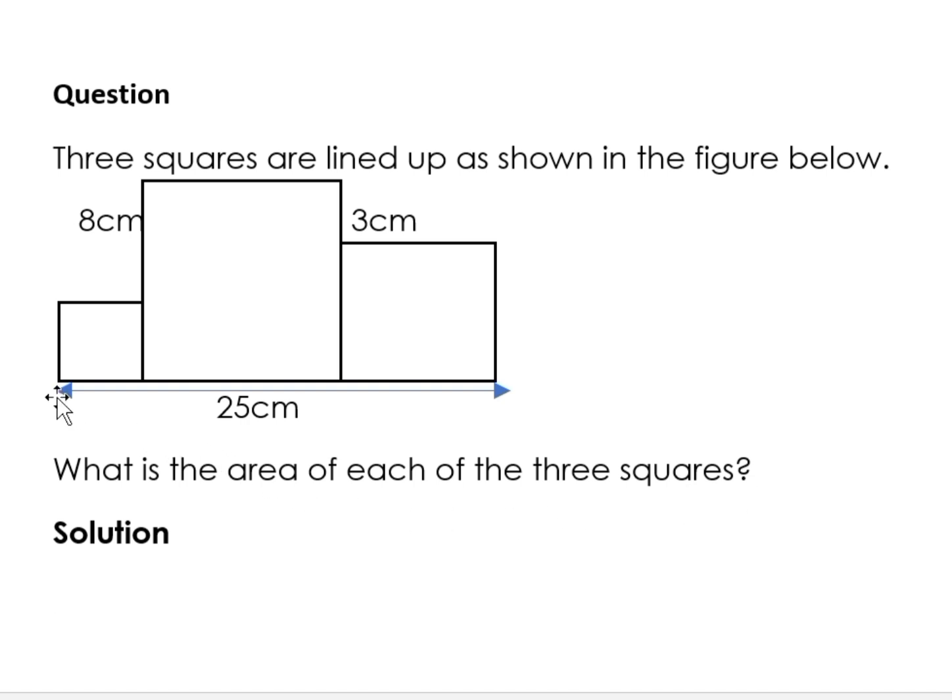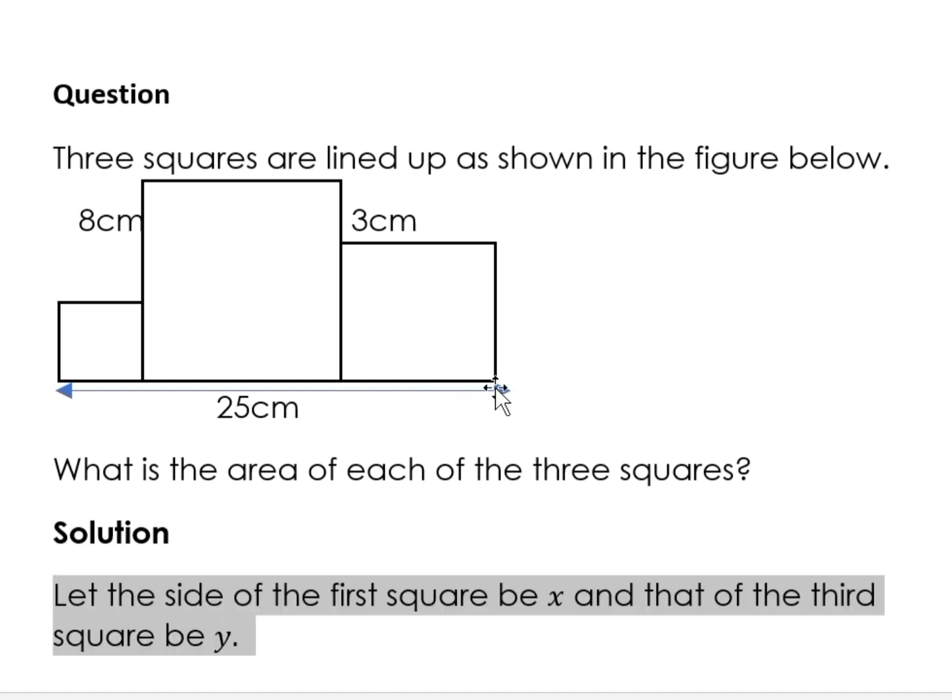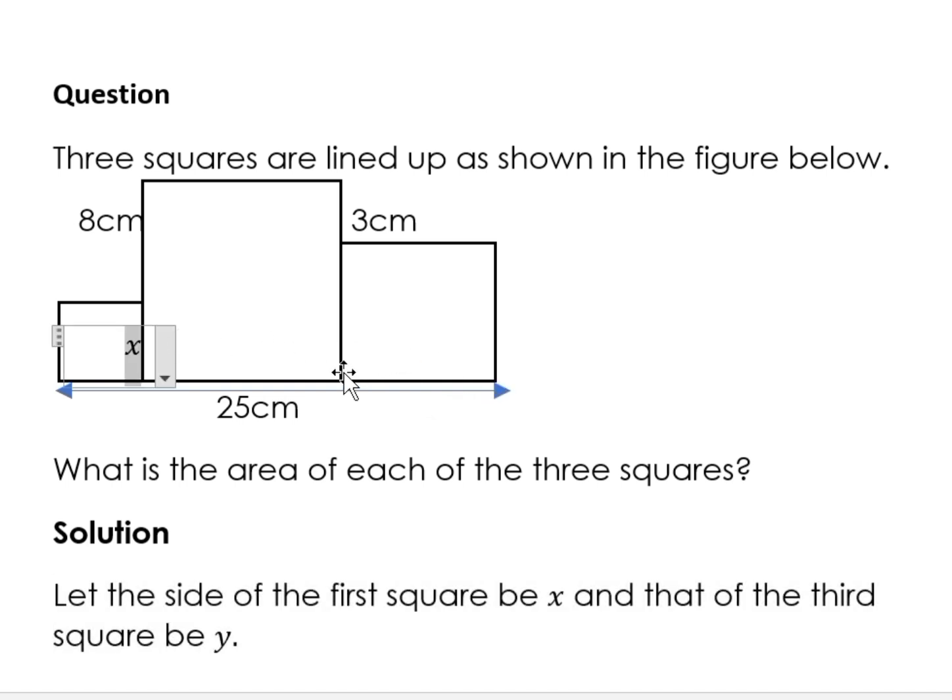So we have been given the length from here to here is 25, and then from here to here is 3 centimeters, then from here to here is 8 centimeters. So we shall say, let the length of a side of this small square be equal to x, and the length of this square here be equal to y. So that means this one here is x, and this one here, from here to here, is y.